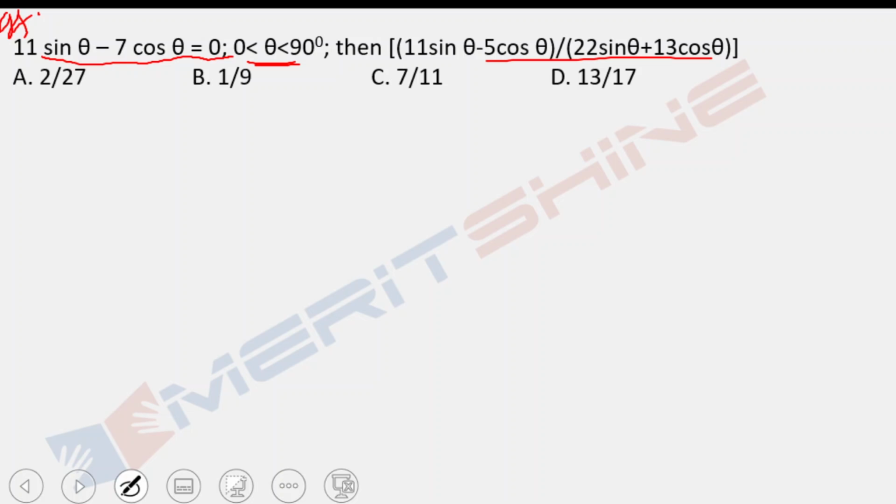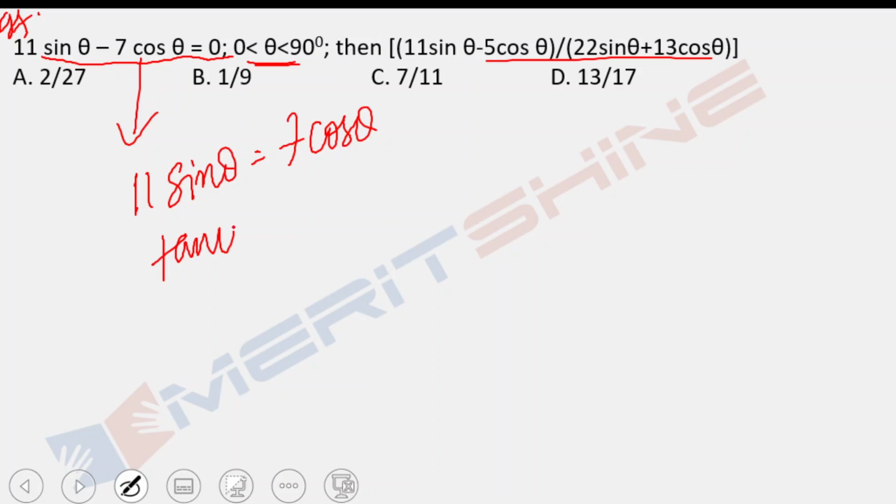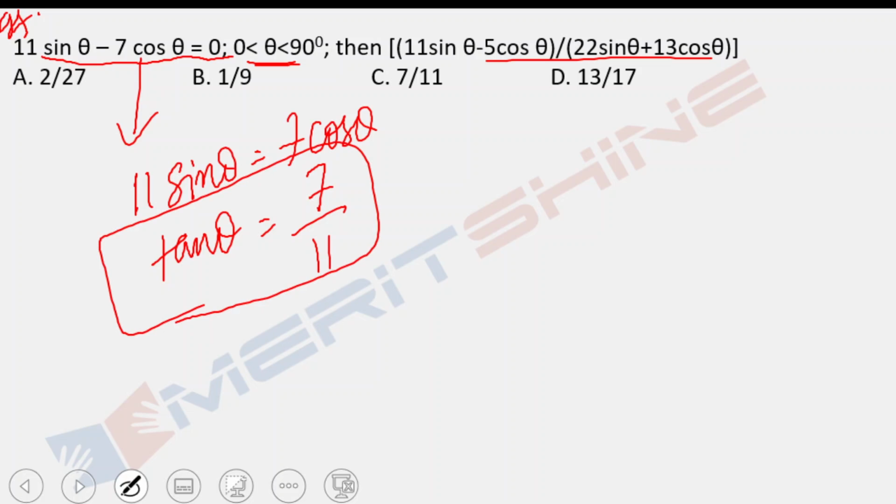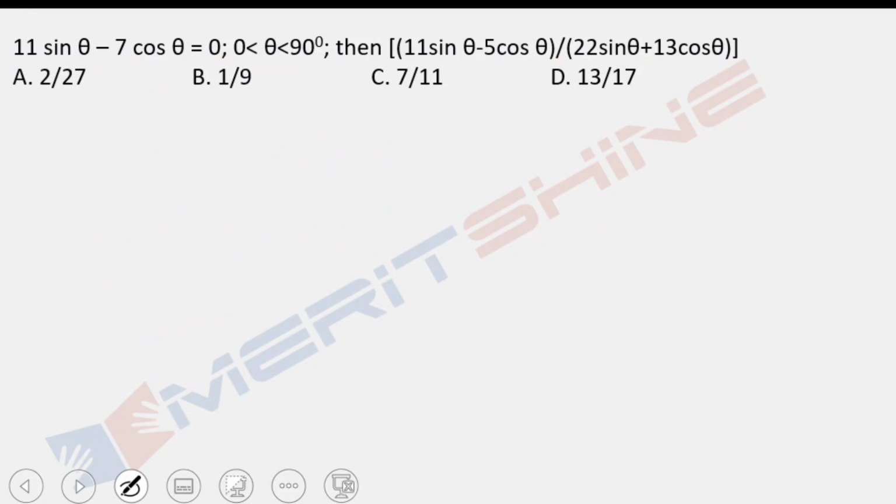So what do we do? This is a very simple one. We will just solve it very fast. 11 sin theta minus 7 cos theta is equal to 0. That means 11 sin theta is equal to 7 cos theta. So can I say tan theta is equal to 7 by 11 by bringing cos to this side, right? So tan theta is 7 by 11. Now what do I do in the expression?